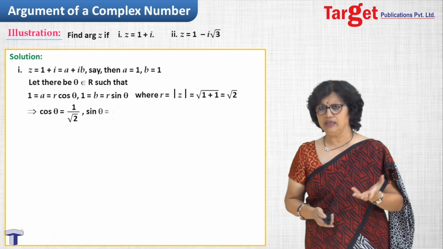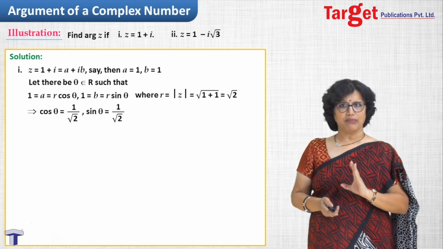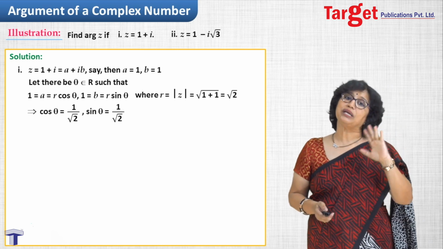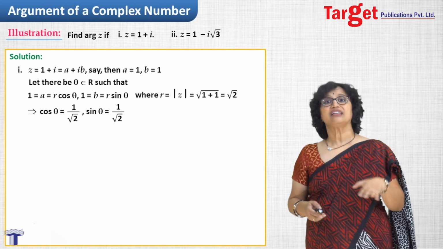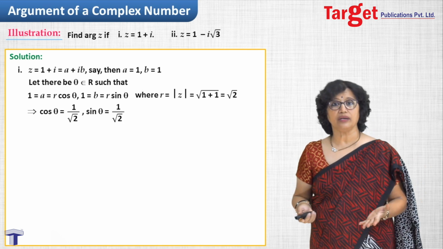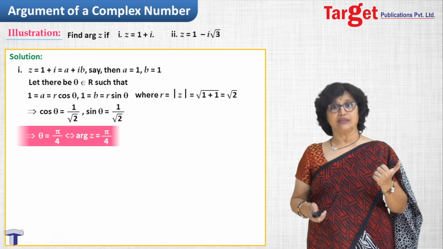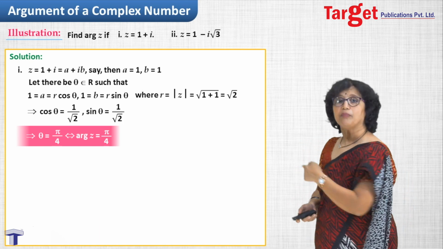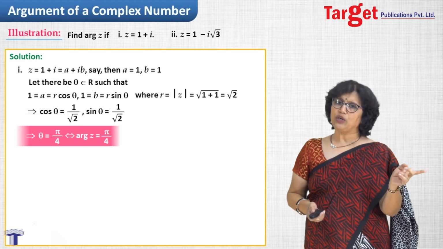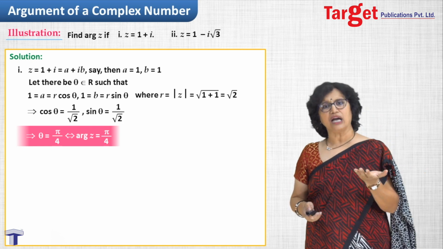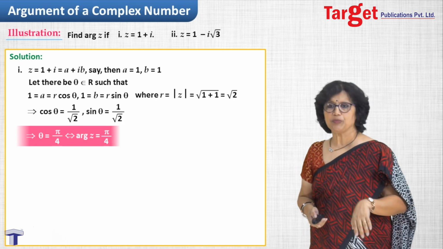So what we are finally left with? Cos theta equal to 1 by root 2 and sin theta equal to 1 by root 2. Now cos theta and sin theta both have positive signs. That means that will happen only in the first quadrant. So theta will have to be pi by 4. So argument of z, which is nothing but theta, will be nothing but pi by 4. If you add 2n pi to it, answer still remains correct. Now when I have written here argument of z, I meant nothing but principal argument.